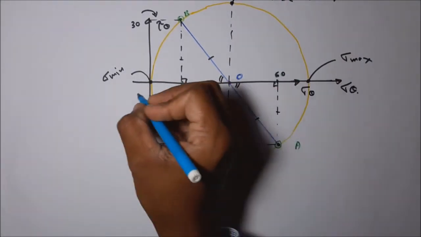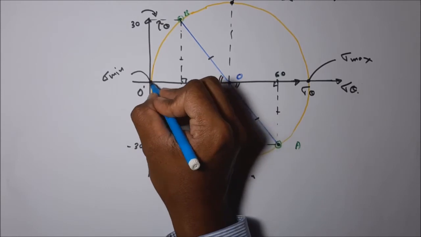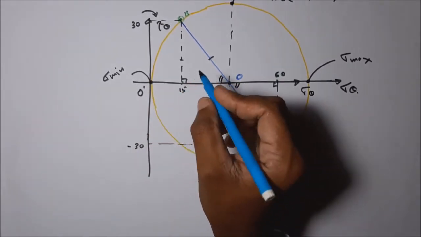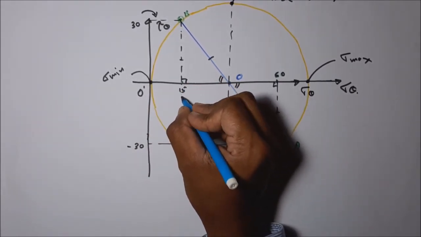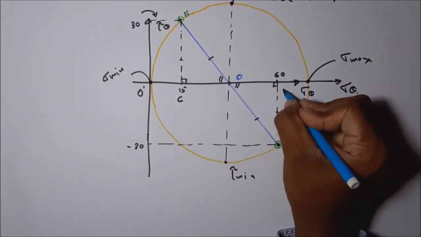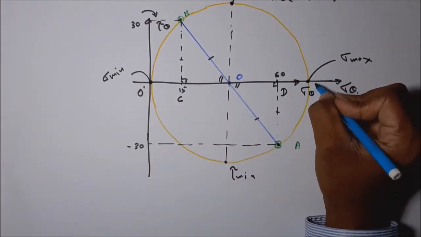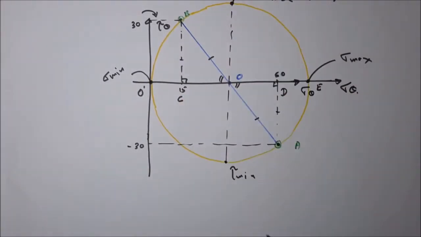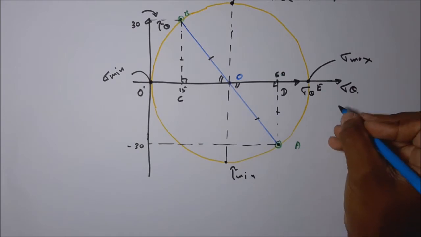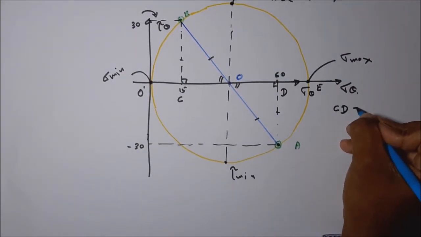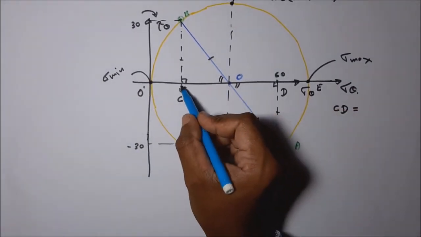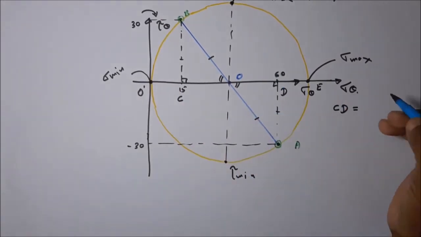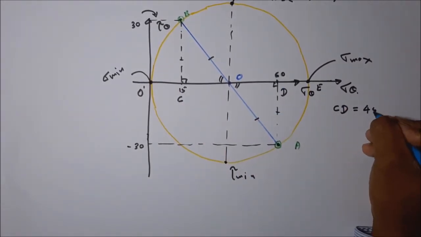Let's take this point as O dash. This coordinate center I'm taking as O dash. Then let's take this point as C, this point as D, this point as E. Then EC is A and D. Okay, what is the CD length? Here it is 60, here it is 15. These two are equal. CD length is equal to 45.